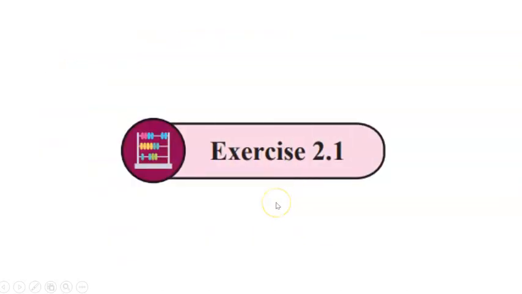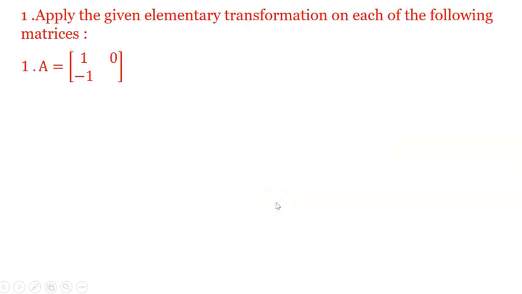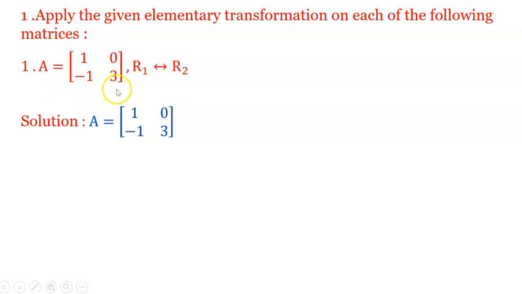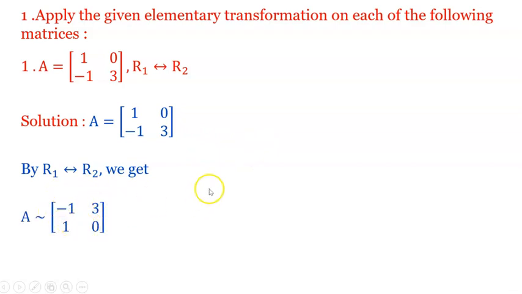Now let us start exercise 2.1. First question, apply the given elementary transformation on each of the following matrices. First, A is 1, 0, minus 1, 3. First is R12, means the first row will become second and second will become first. By R12 we get here minus 1, 3, 1, 0.